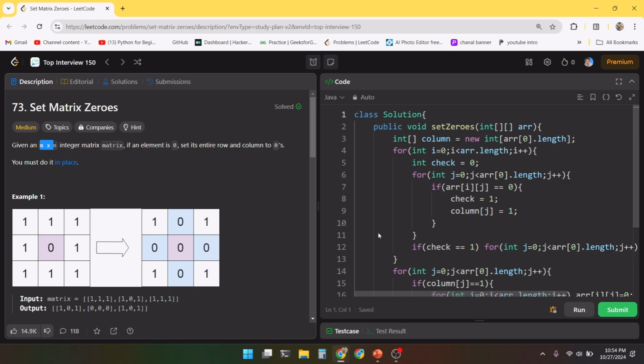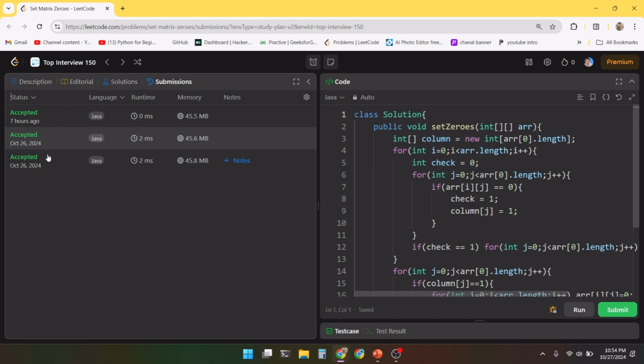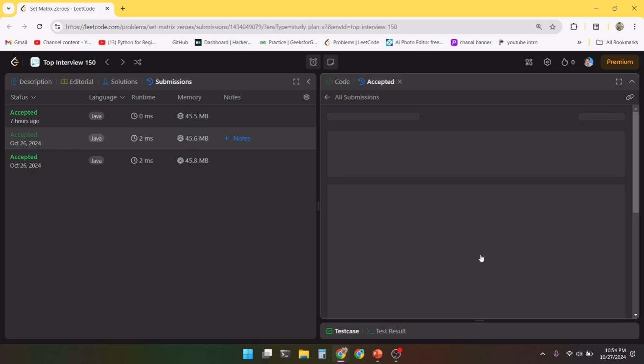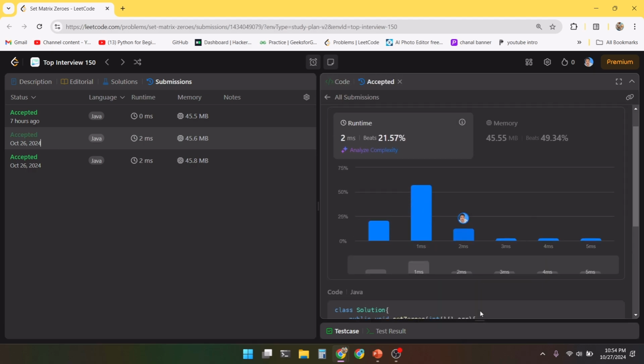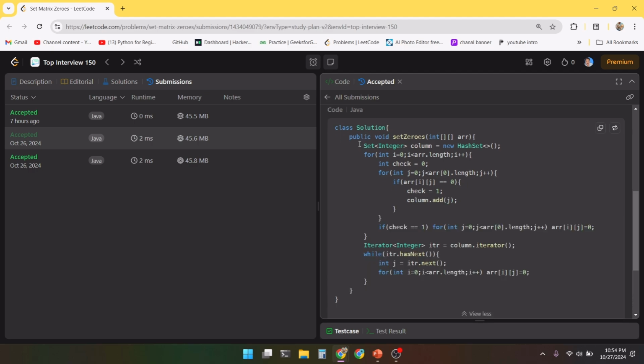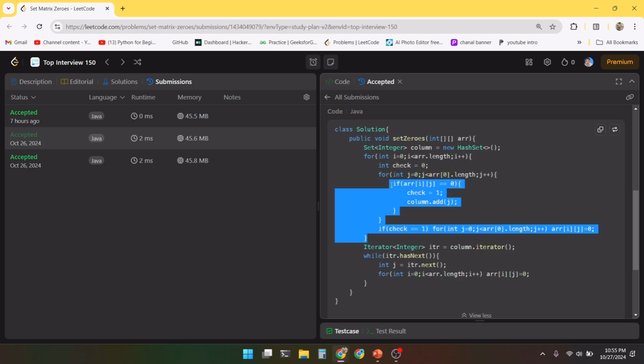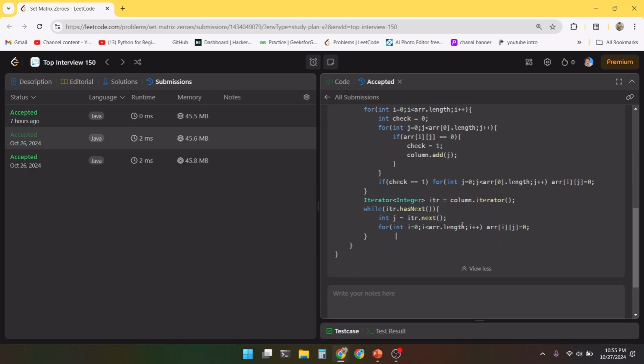I have already submitted this code. It is a small code, written actually thrice, but you really need to look at these two submissions, because both contain the same code and the only difference is the data structure. In this one, you have 2 millisecond time complexity and the data structure I have used is a set. All of this code is exactly the same. The only difference is that I have used a set and at the end I have iterated over the set to do the deed.